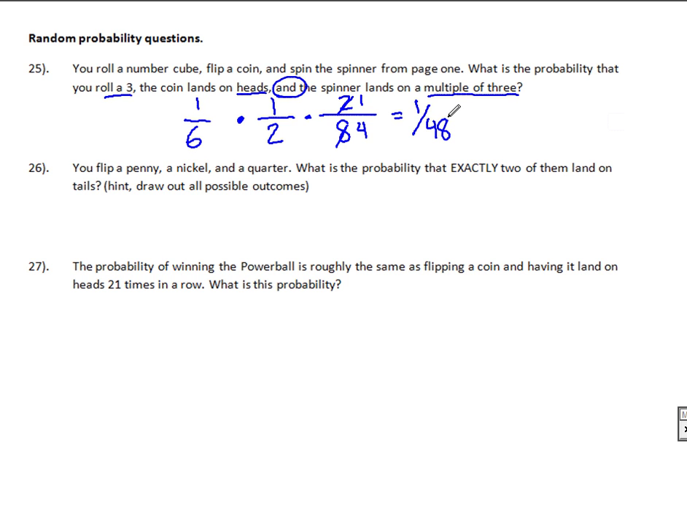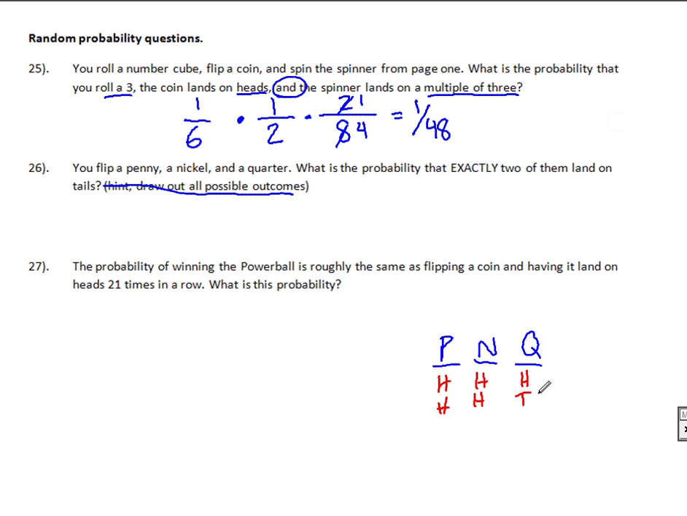26. You flip a penny, a nickel, and a quarter. What's the probability you get exactly 2 of them to land on tails? Okay, so all you're going to do with this, they say, is to draw out all the possible outcomes. So what I'm going to do is do it down here. I have a penny, I have a nickel, and I have a quarter. My options are, well, all 3 of them could end up heads. Or I could say, okay, the penny and nickel are heads, but the quarter is tails.